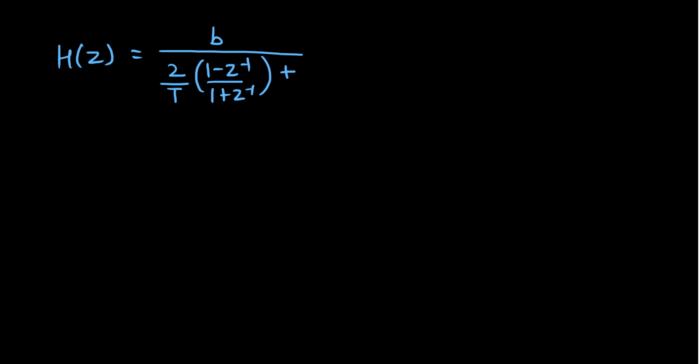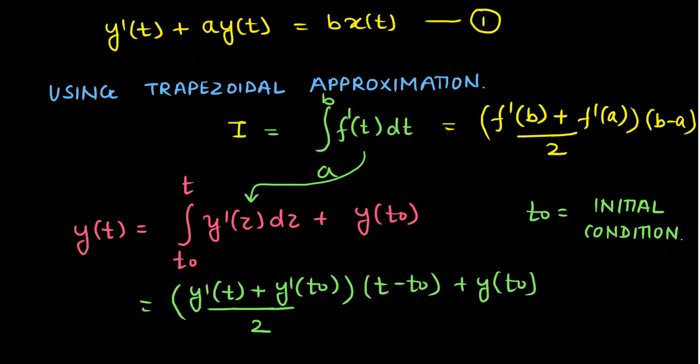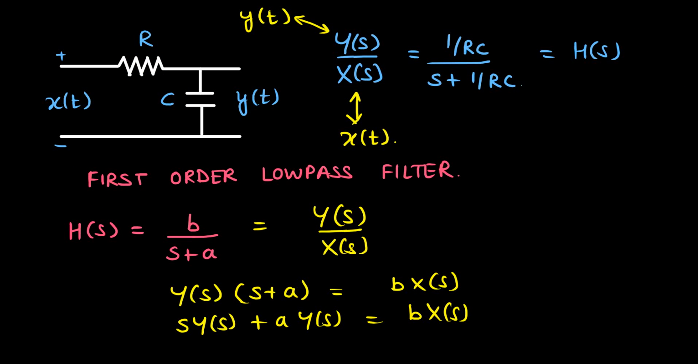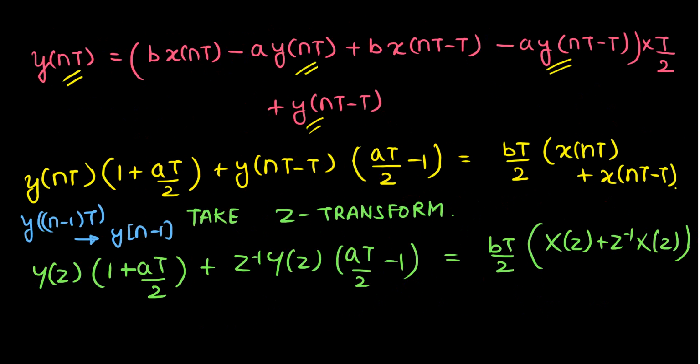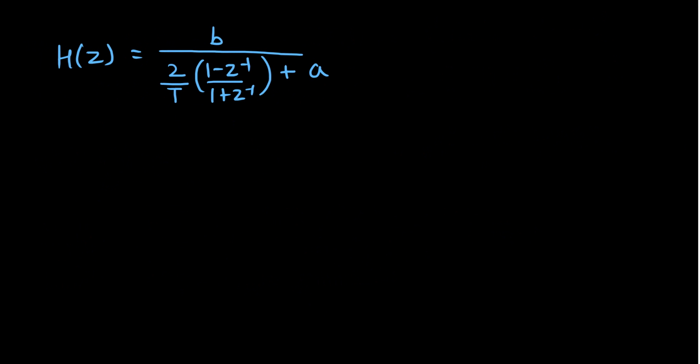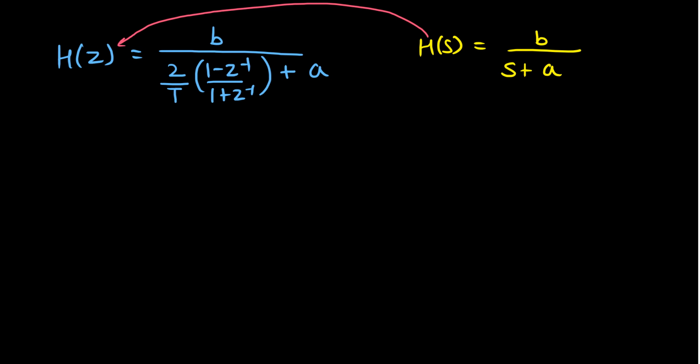So what we have is H(z) is equal to b divided by 2/T into 1 minus z inverse upon 1 plus z inverse plus a. Now if we go back to our initial stage, that is this transfer function, we observe that this H(s), that is the initial condition that we had considered in the analog domain, was basically b upon s plus a. So initially H(s) was considered as b upon s plus a, and our main aim was to map this H(s) to its equivalent H(z).